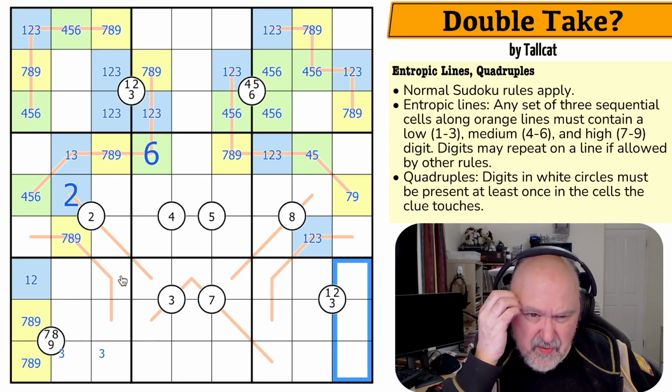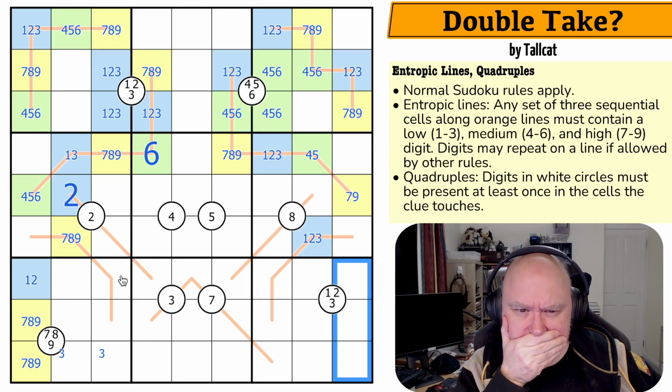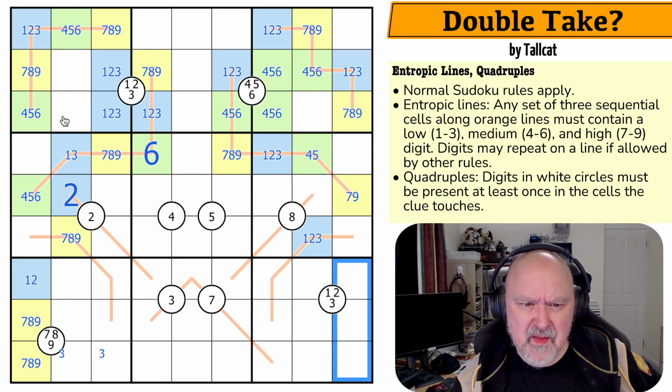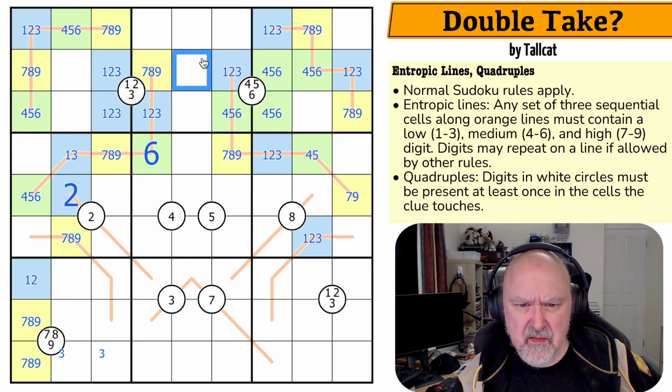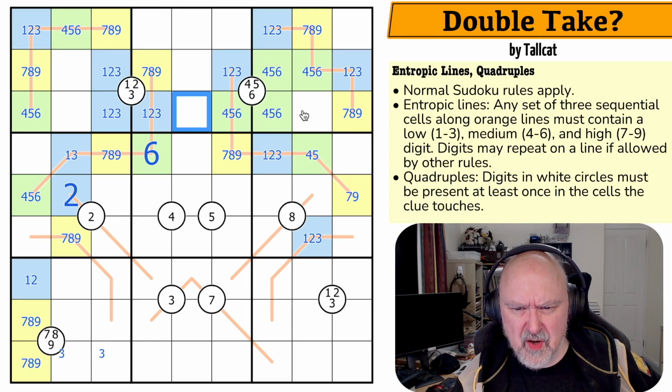I don't know. These are medium and high. This is medium and high. So those are the same. There's 2 highs in here.